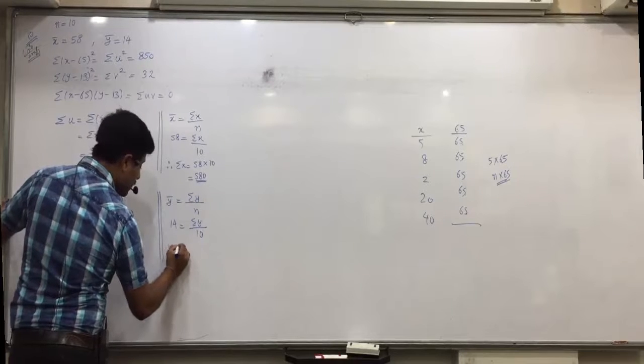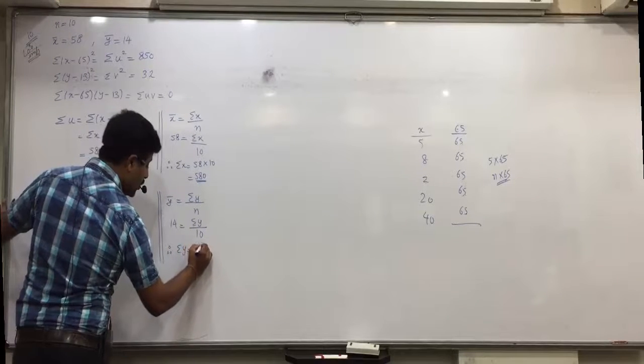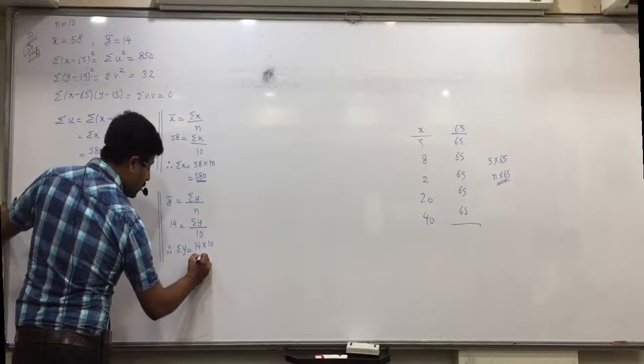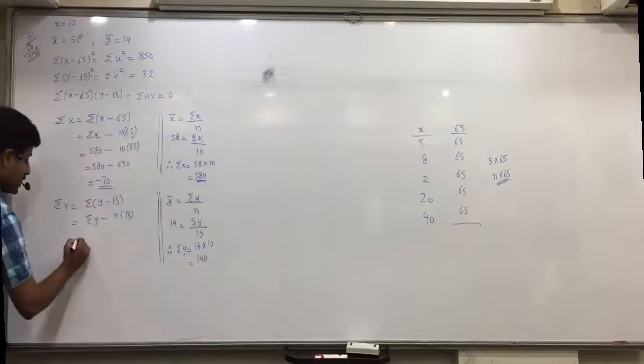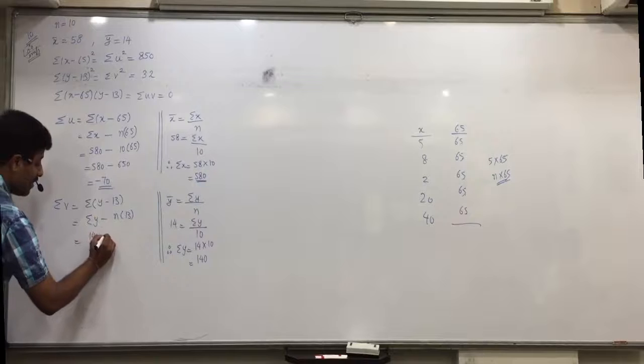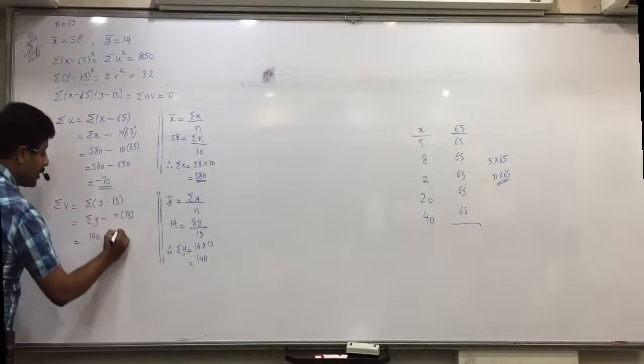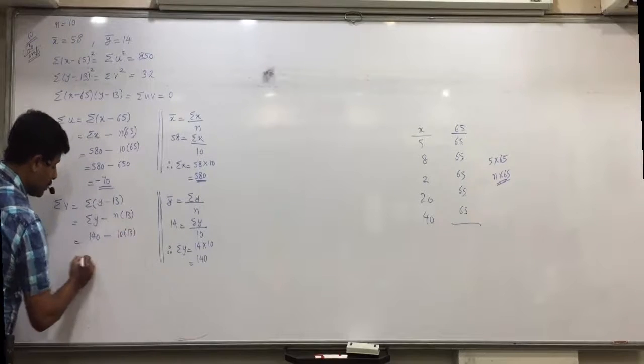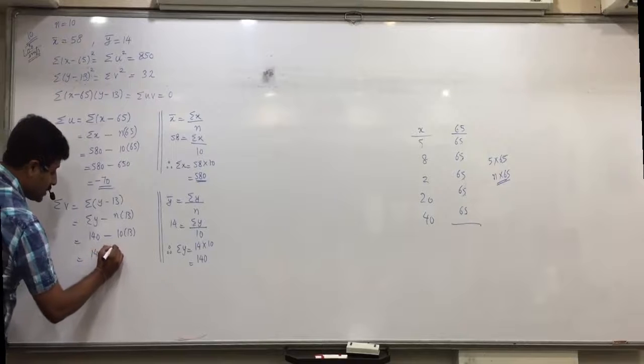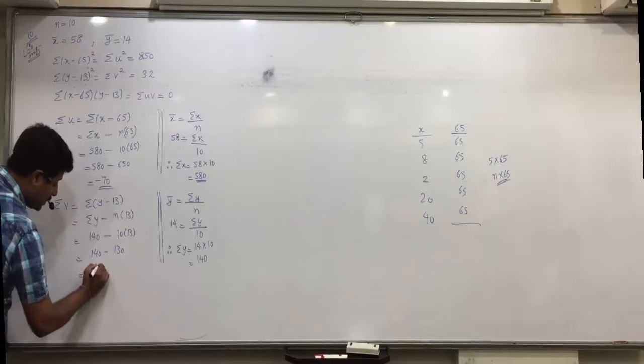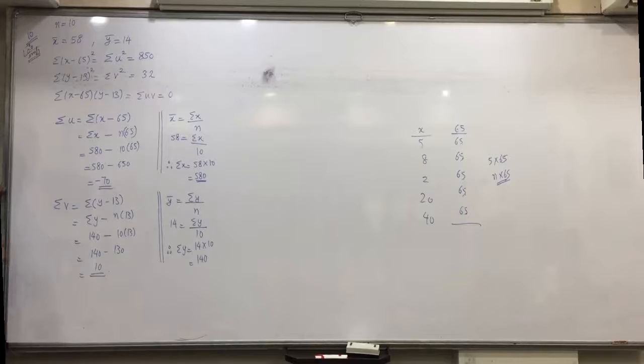So what will be sigma y? 14 into 10, that is 140. Means in sigma y we will put 140 minus what is n? 10 into 13. 140 minus 130, that is 10. Understood this, everyone? Now can we apply the fifth formula or not? All the information is available. This was what was important in the question.